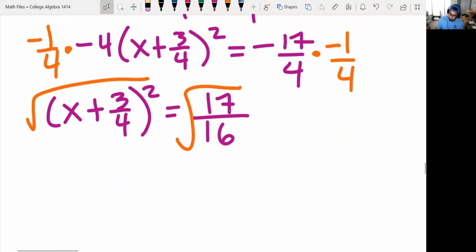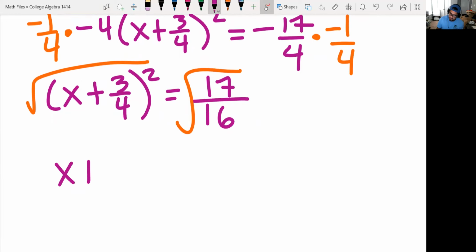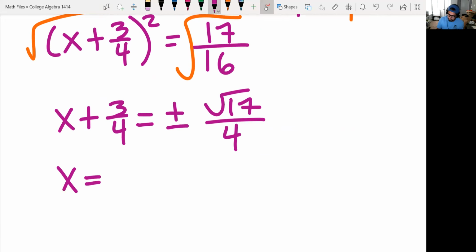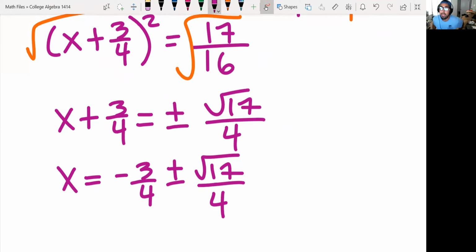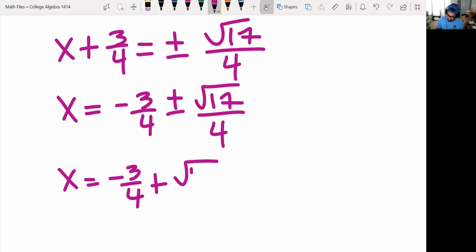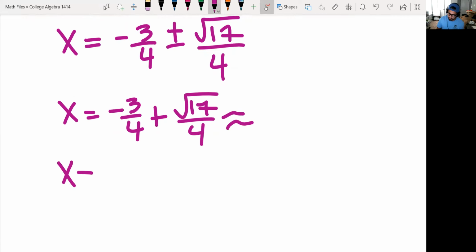And then square root. All right. And then you'll get x plus 3/4 equal to plus or minus the square root of 17 over 4. And then we'll have x equals negative 3/4 plus or minus the square root of 17 over 4. And do we really want to graph those? No, but it is also important on how to actually find those. So let's look at our x-intercepts. I'll rewrite this as x equals negative 3/4 plus square root 17 over 4, and x equals negative 3/4 minus square root 17 over 4.